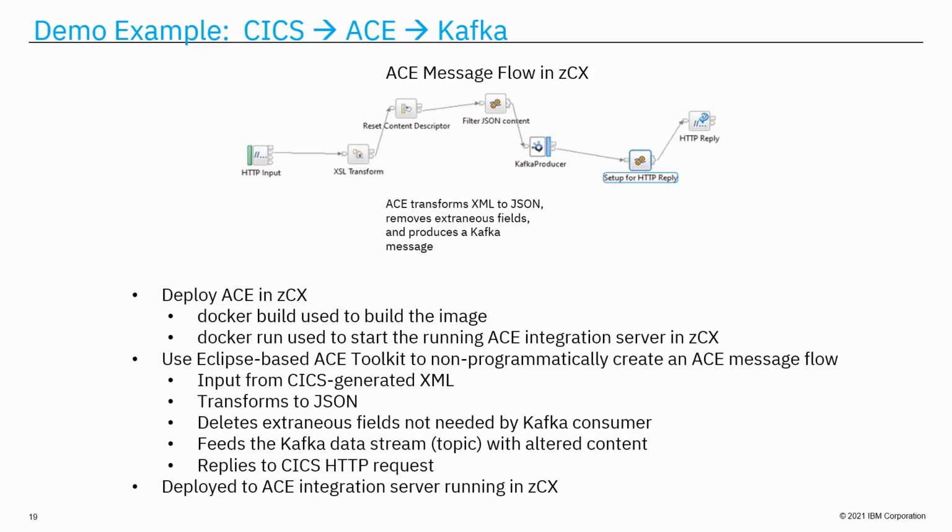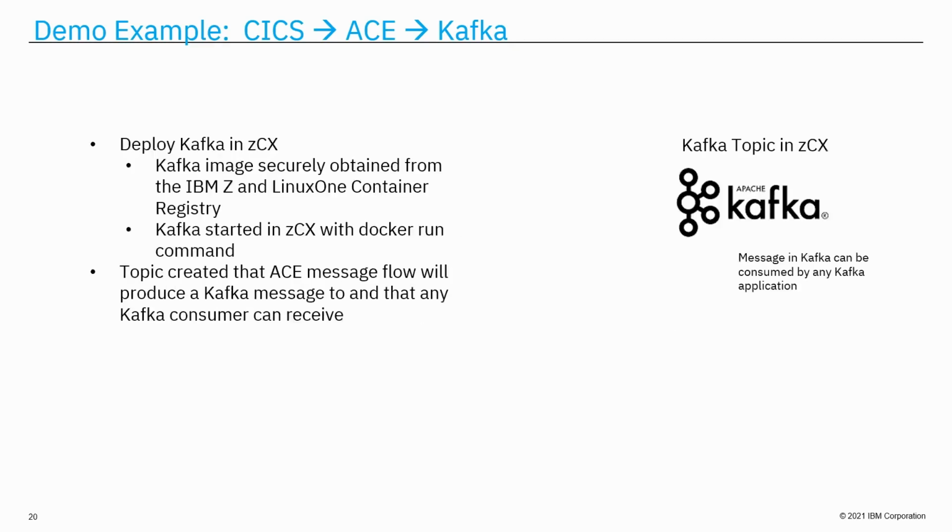And then it's going to reply to that Kix HTTP request to say, hey, 200 HTTP return code, everything works successfully, or some kind of a failure. And again, we're going to deploy this application that we create in the Eclipse-based ACE toolkit to the ACE application that we just deployed using Docker running in zCX. And then the last piece of this application is simply a Kafka topic running in zCX.